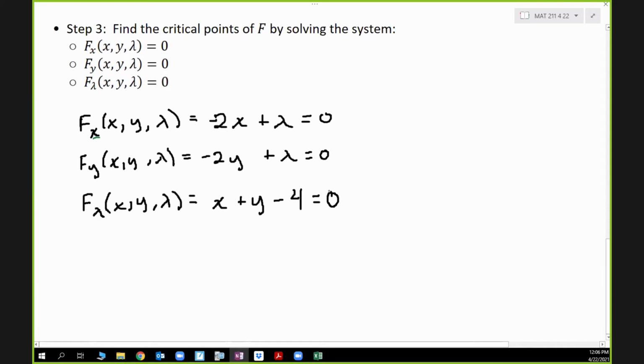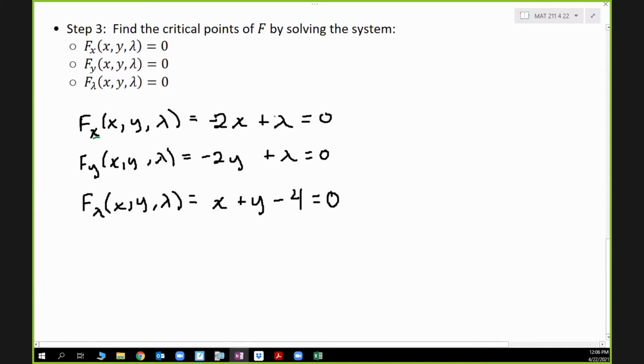So on Tuesday, we did an elimination technique. Here, I generally think that these are easier to use substitution, but it's still kind of up to you and what you think is easiest.